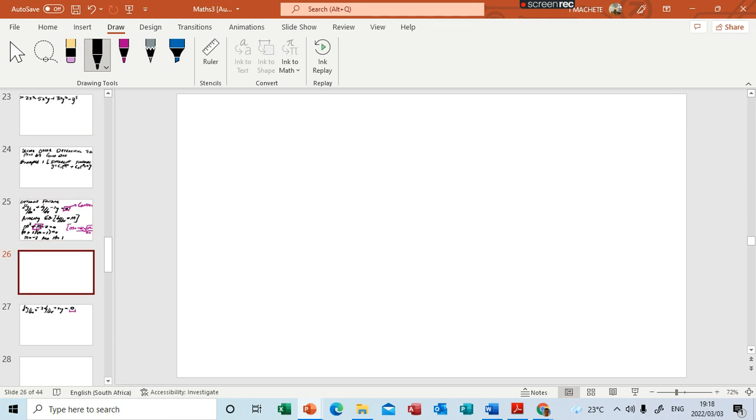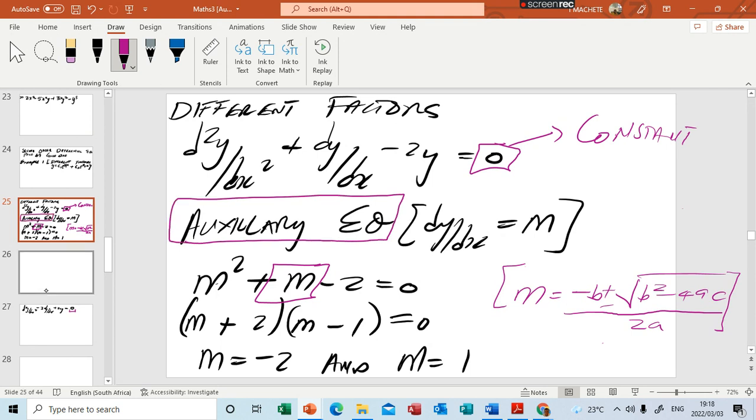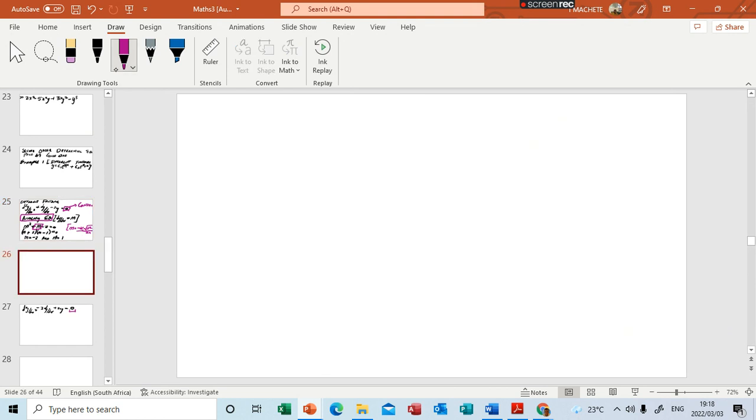All right. So guys, the reason why we are only focusing on this one, the one that is equated to 0. If you see that it's equated to 0, it means you have to find only the auxiliary equation. The auxiliary equation is where you change everything to m, and then from there you find your linear equation. So the linear equation, this is how you're gonna do it.